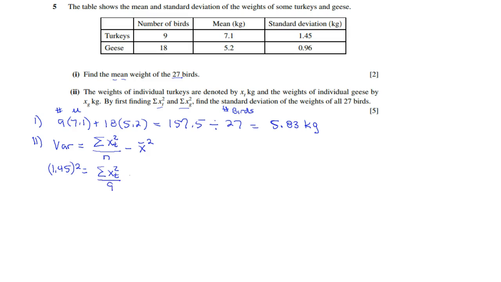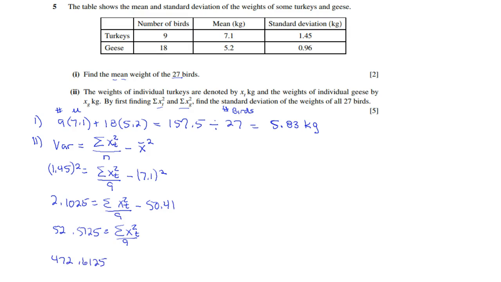I know that there are 9 turkeys, and I know the average of all the turkeys is 7.1. So all I've got to do now is get the sum of the x sub t squares by themselves. Add 50, multiply both sides by 9, and then I get 472.6125.